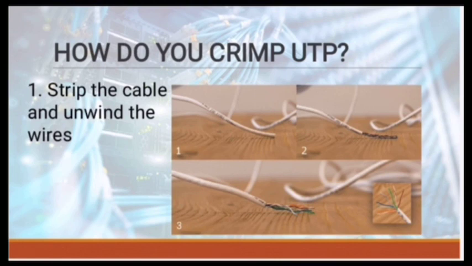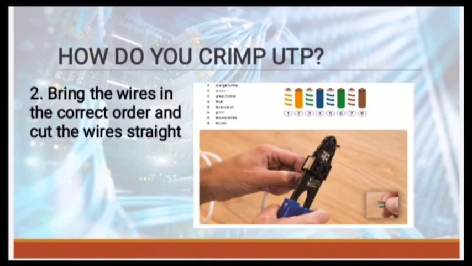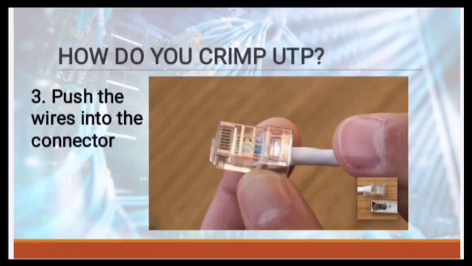When you push the cable sheath down, you can see 4 pairs of twisted wires. Unwind these wires so that you have 8 wires in front of you. Then check that the wires have not been damaged when stripping the outside of the cable. The second step is to bring the wires in the correct order and cut the wires straight. Bring the wires in the order shown below and cut them straight off with the crimping pliers, about 13 millimeters long.